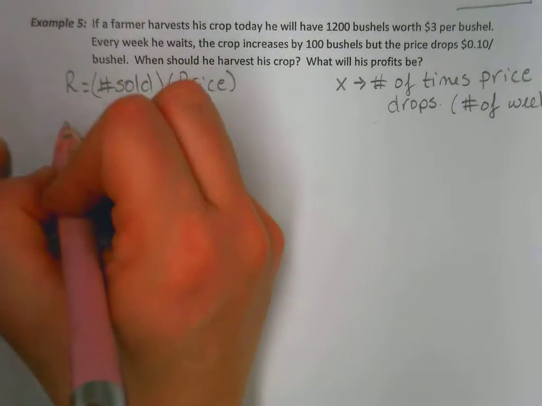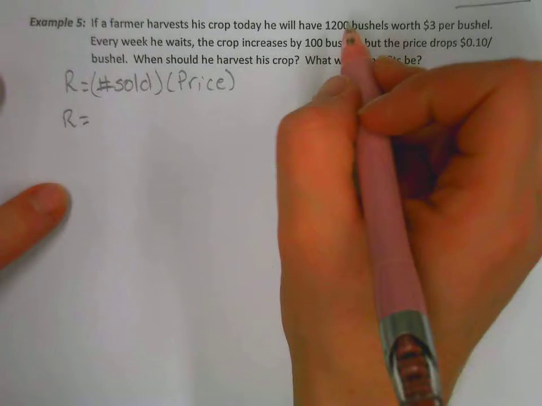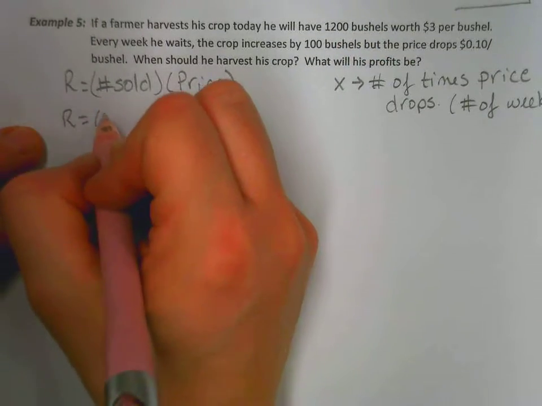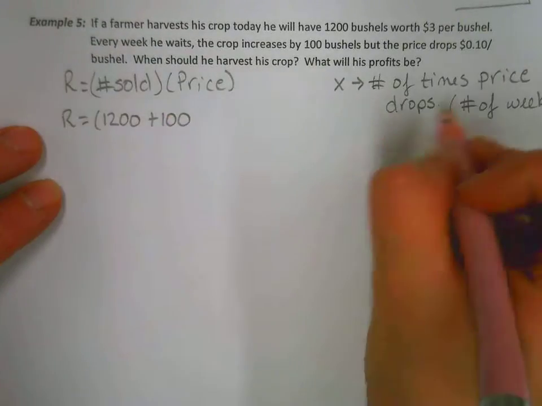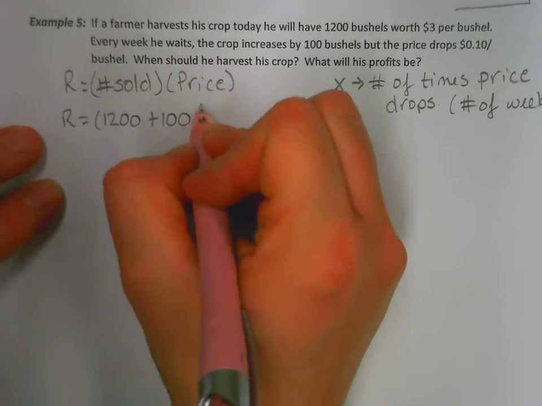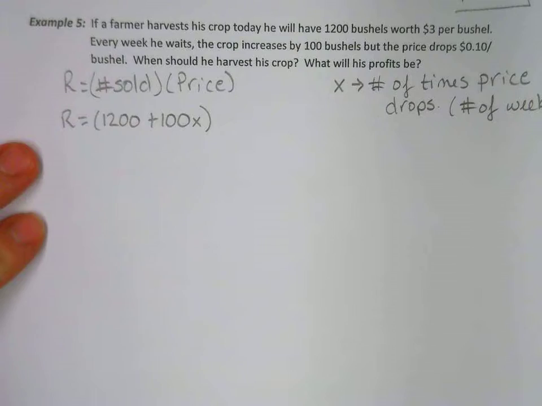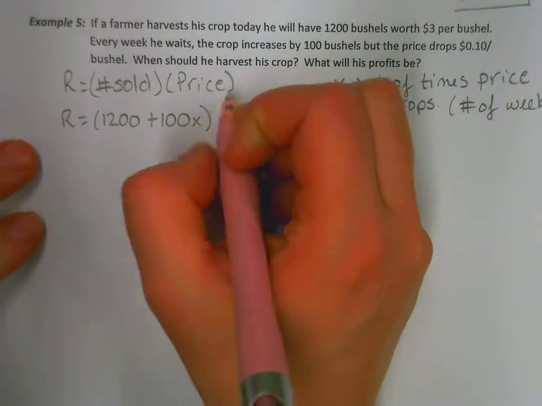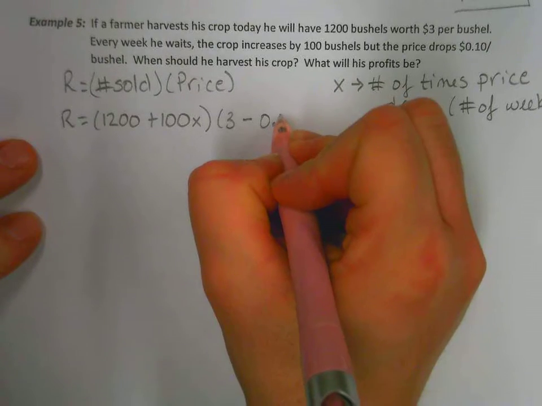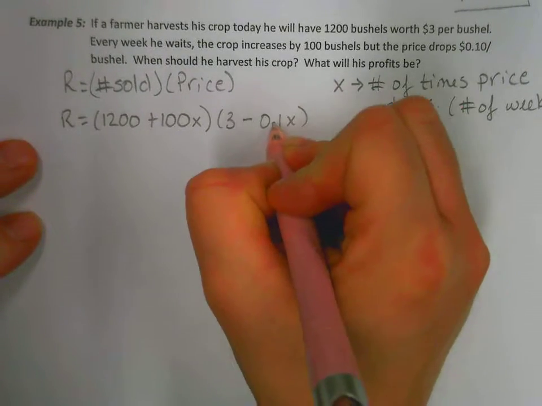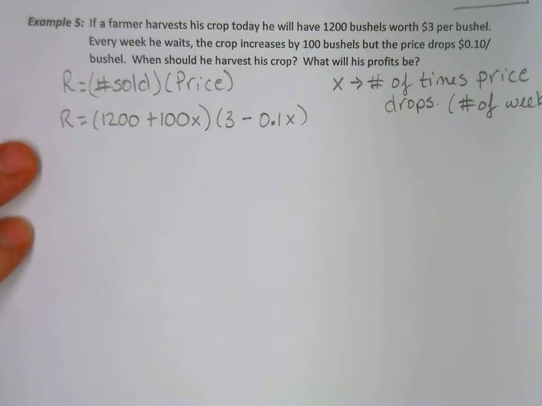All right, so let's look at his revenue. Initially, he has 1,200 bushels to start with. He is gaining 100 bushels every week he waits, so I'm going to need to multiply that by X because I don't know how many weeks he's going to wait. The price started at $3 per bushel, but it's dropping 10 cents for every week he waits.